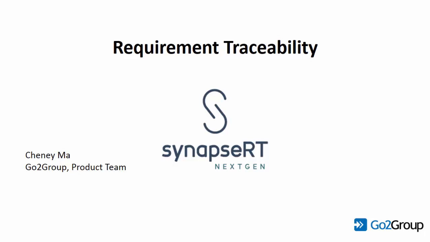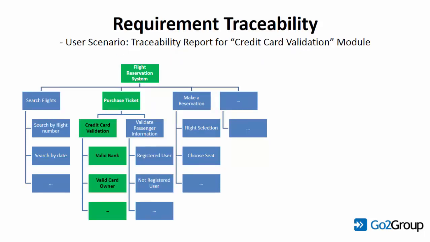This is our fourth video in the series, and we'll cover traceability. So let's get going. In this video, I will introduce how to do requirement-based traceability through synapseRT NextGen. To demonstrate this, let's start from a user scenario. We'll continue with our flight reservation user scenario. We'll use our flight reservation system project in Jira as the example.